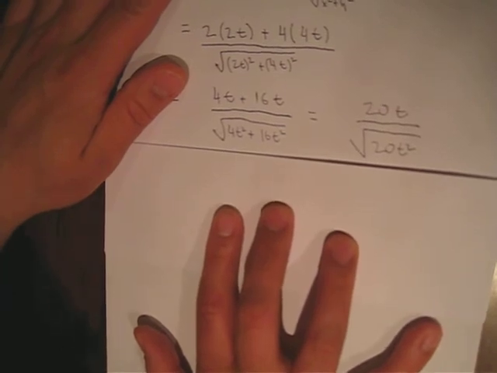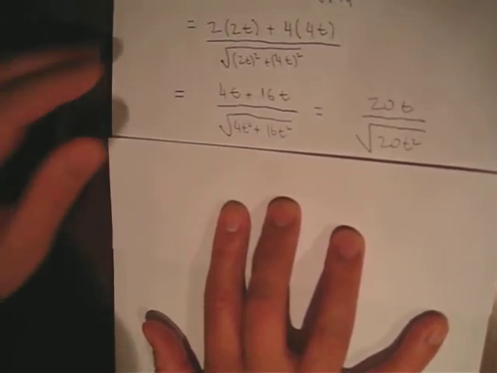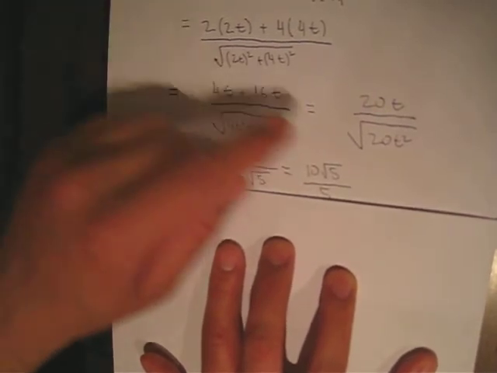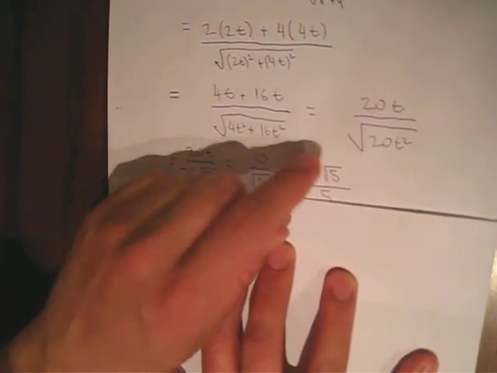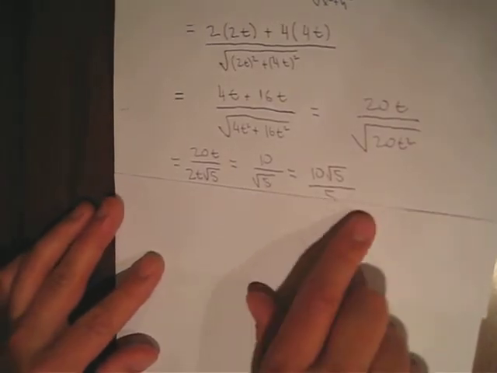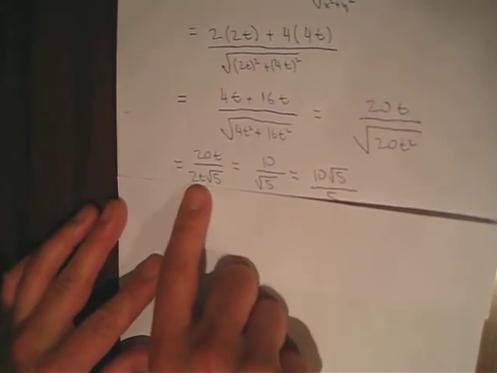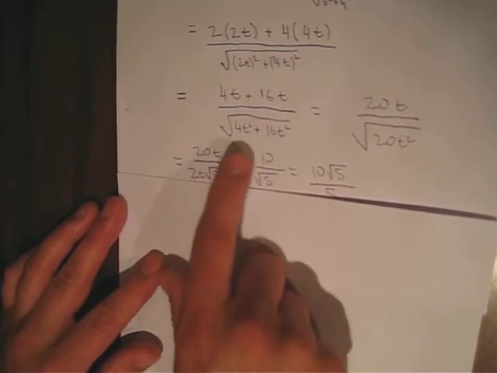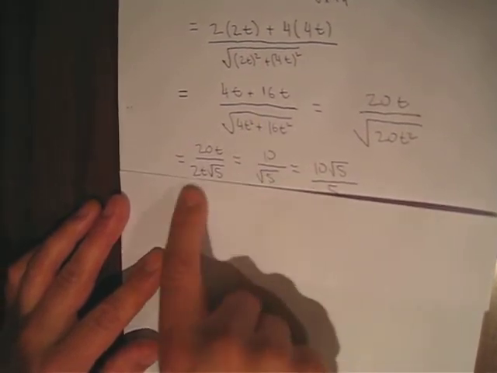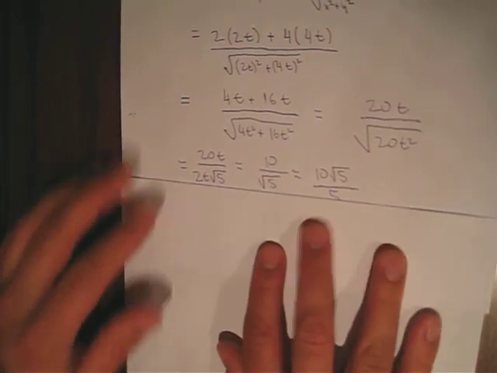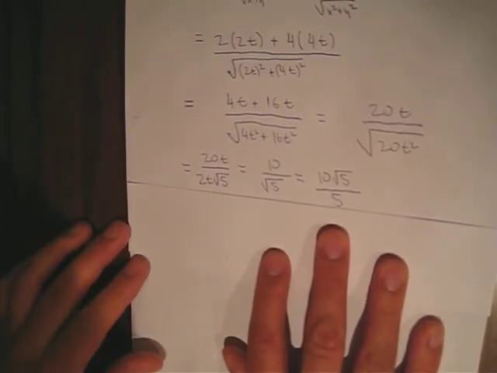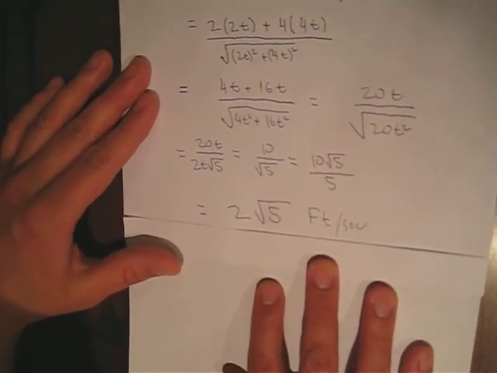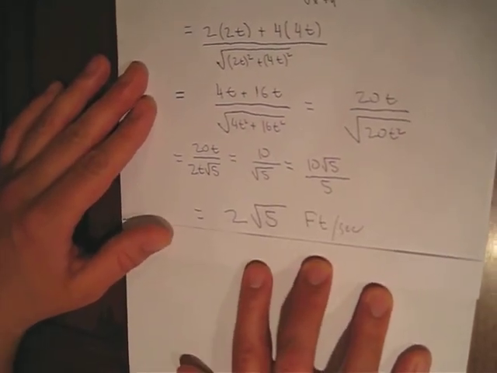4t plus 16t is 20t, 4t squared plus 16t squared is 20t squared. Pull out the t and the 4 from there. Square root of 4 is 2, square root of t squared is t, and you're left with the square root of 5. Now, to simplify, the t's go away, the 2 goes away, we're left with 10 up top, and we rationalize the denominator, we're left with 10 radical 5 over 5, which simplifies to 2 radical 5 feet per second.